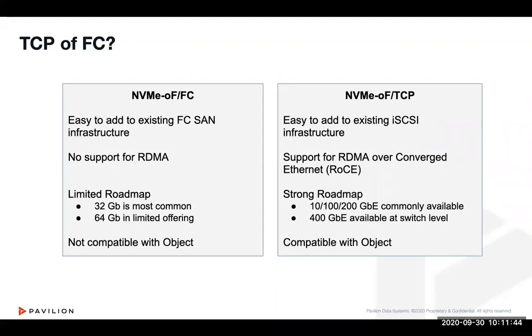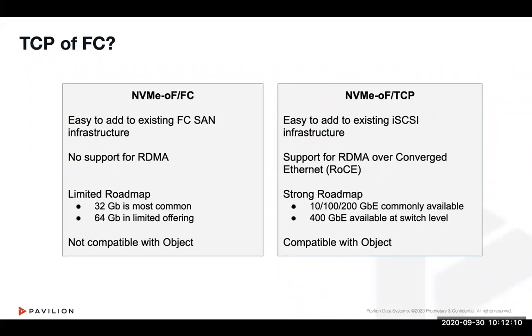Ethernet, on the other hand, is the most common networking technology in the world, and it has a very robust roadmap going forward. Desktops or workstations will commonly have 10 gigabit Ethernet connections, with 100 and 200 gigabit over the network, and even 400 gigabit available at the switch level. So it's going to have a very robust, very long roadmap going forward.